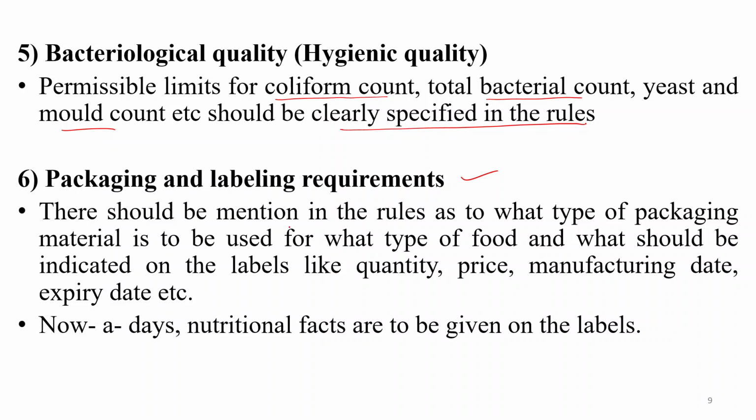It's written that there should be mentioned in the rules as to what type of packaging material to be used for what type of food, and what should be indicated on the labels, like quantity, price, manufacturing date, expiry date, etc. Nowadays nutritional facts are also to be given on the label. So these are the parameters to be considered while fixing the legal standards. So what are those? I am again repeating.